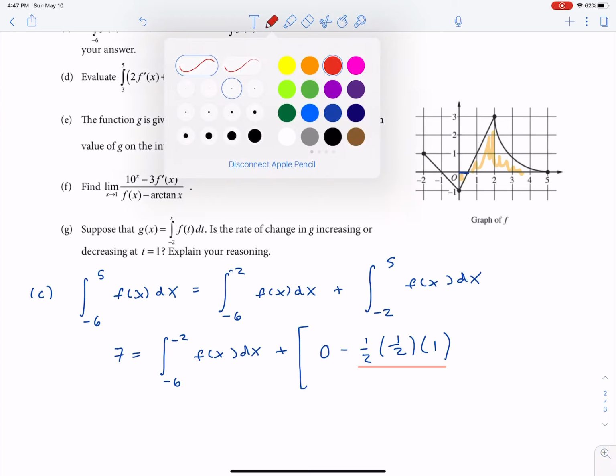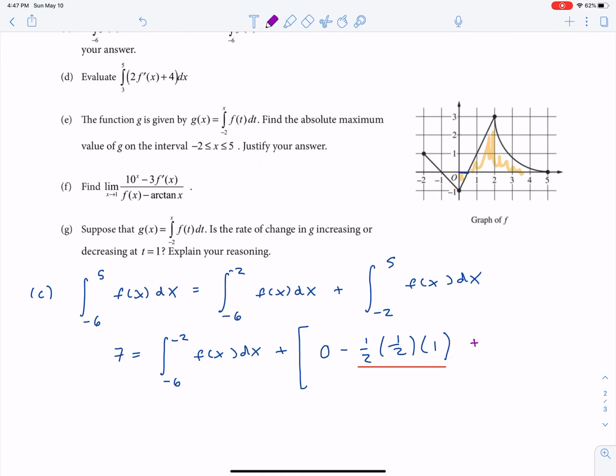To that, I'm going to do this in purple for no good reason, I'm going to add the big triangle. So I'm going to be adding this area right here. And that's a triangle. Its base is 1.5. So the area of a triangle is 1/2 times the base, which is 1.5, times the height, which is 3. Okay, so I've done that, and then the last thing I'm going to have to do is add the area of that.